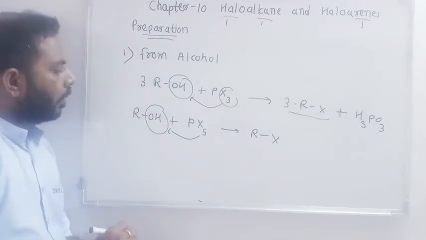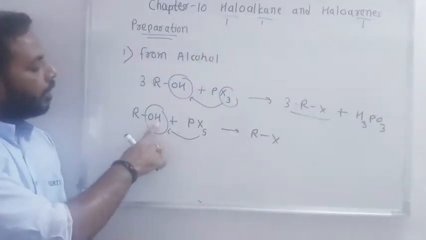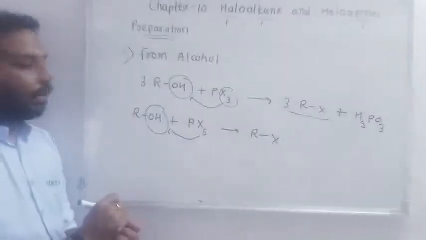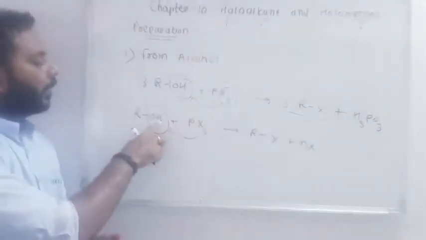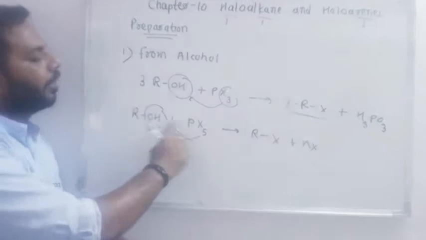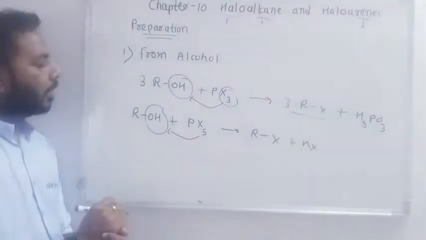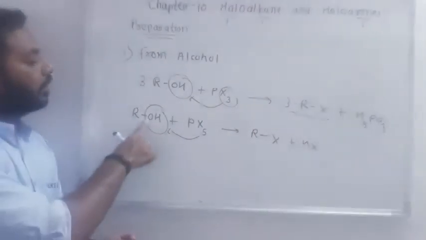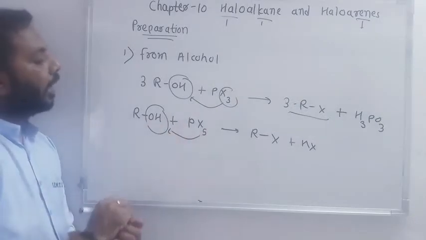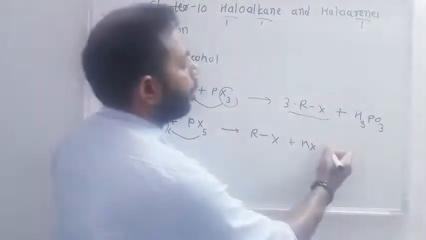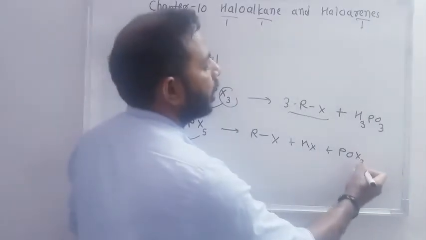Now what is left? So 1 oxygen is left, 1 hydrogen is left and 4 halogens are left. So 1 hydrogen will react with 1 halogen and it will form HX. So hydrogen from alcohol and halogen from here, it will form HX, hydrohalic acid. Now what is left? 1 oxygen is left, 1 phosphorus is left and 3 halogens are left. So POX3 will be formed. Phosphorus, 1 oxygen and 3 halogens are left. So it will form POX3.